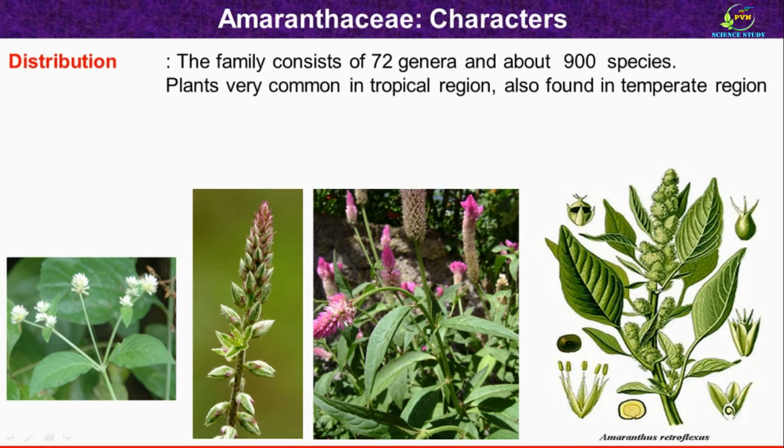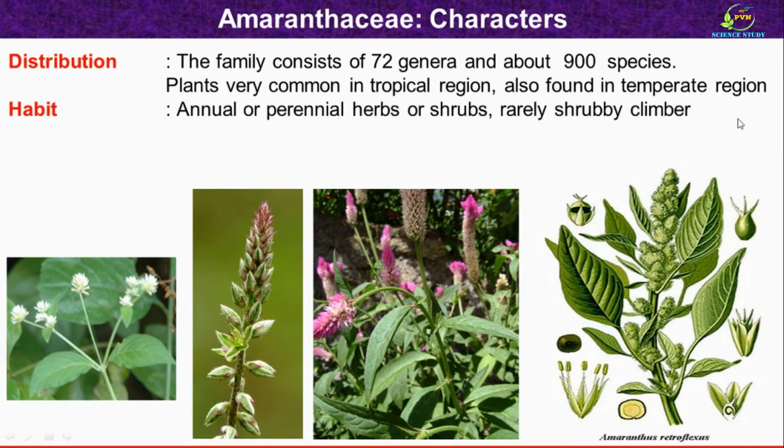First of all, we will see distribution. Amaranthaceae family consists of 72 genera and about 900 species. The plants are very common in tropical regions but are also found in temperate regions. The members of Amaranthaceae family are also common in Konkan region of Maharashtra.